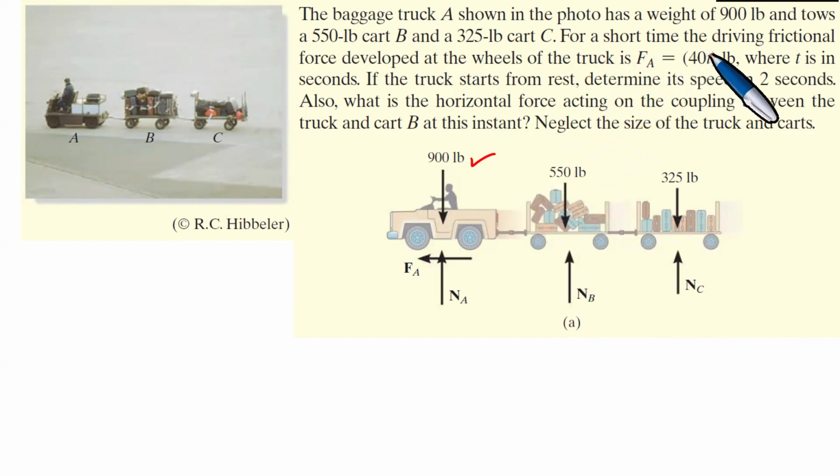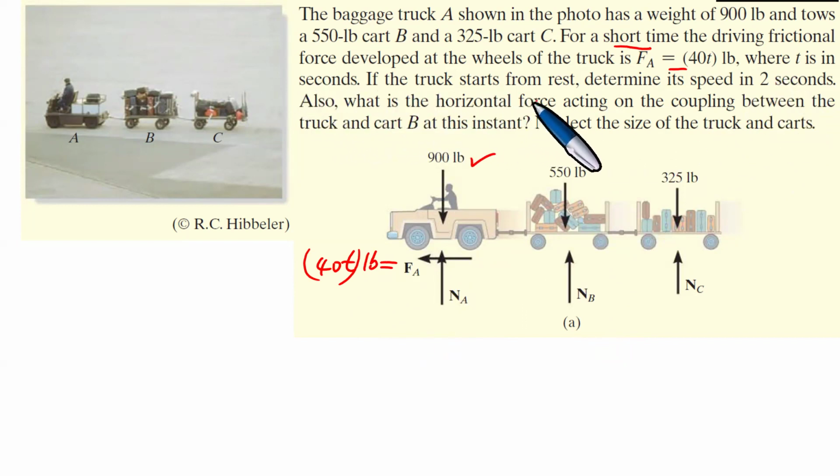For a short time, the driving friction force developed at the wheels of the truck is Fa equals 40t, where the force is in pounds and t is in seconds. You can just write it here, Mr. Examiner: the friction force is 40t, and this is actually the force, in lb for the pound.